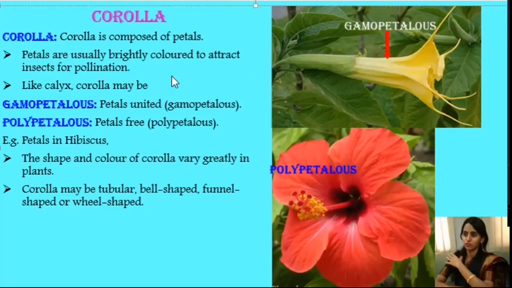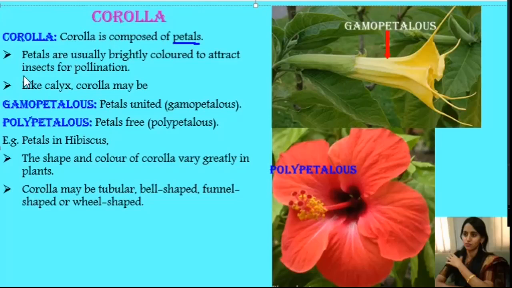The second whorl of the flower is the corolla. As I said in the previous slide, the corolla is composed of the petals. Usually the petals are brightly colored, as in the case of rose and hibiscus. When the corolla or petals are brightly colored, it attracts the insects for pollination.